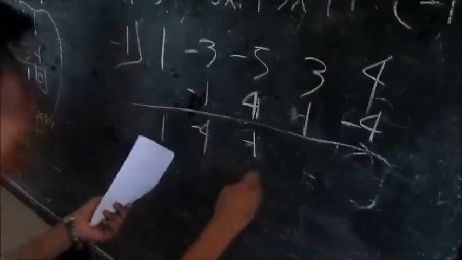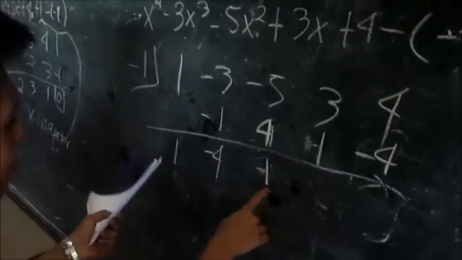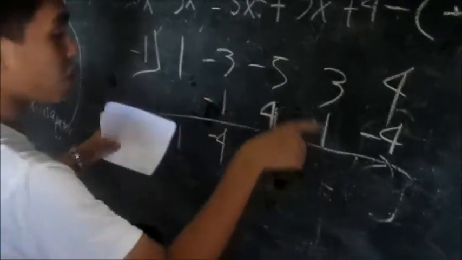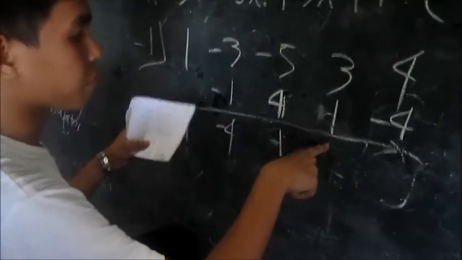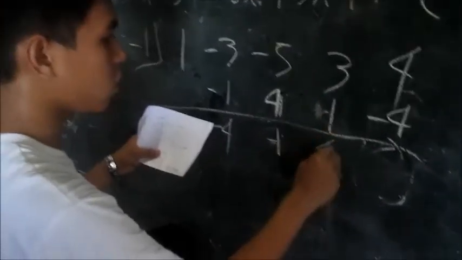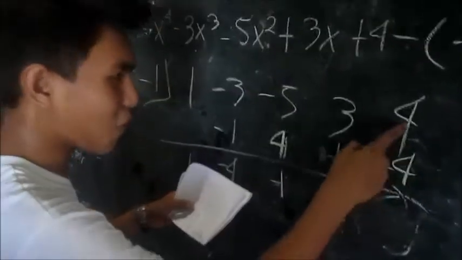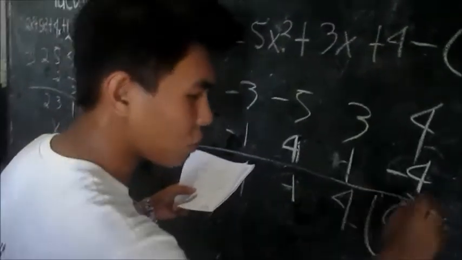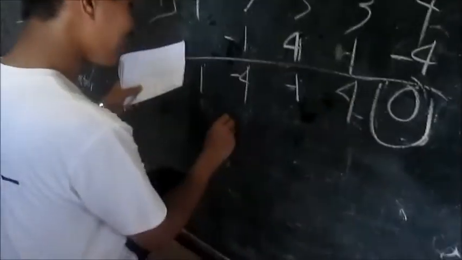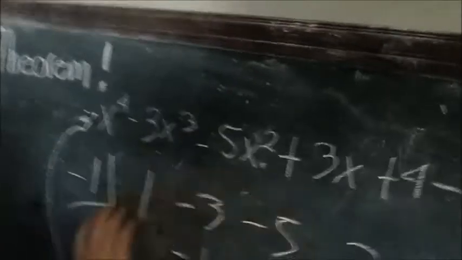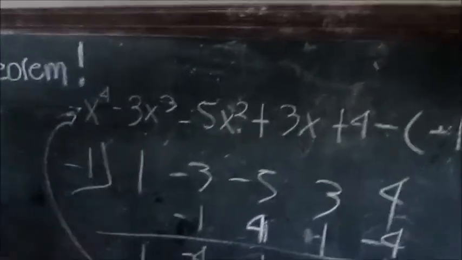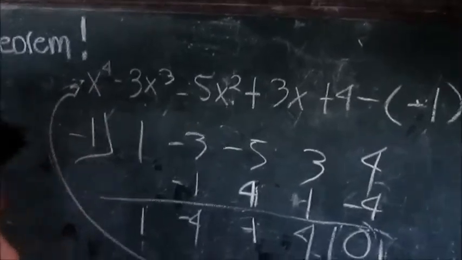Negative 1 times negative 1 is positive 1. 3 plus 1 is 4. And 4 times negative 1 is negative 4. 4 plus negative 4 is 0. So it's a factor. It's a factor of x to the power of 4 minus 3x cubed minus 5x squared plus 3x plus 4.